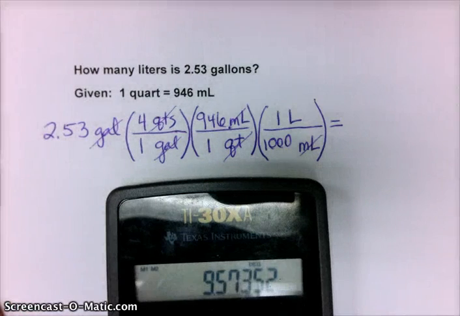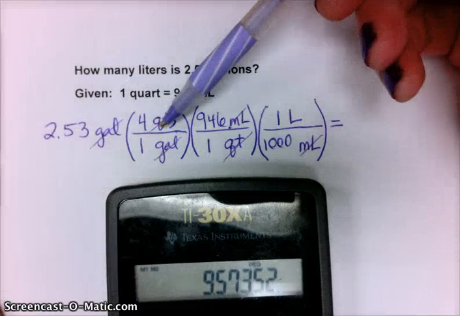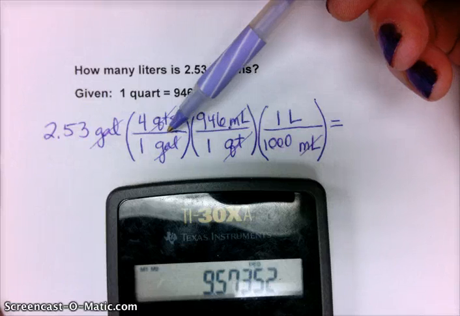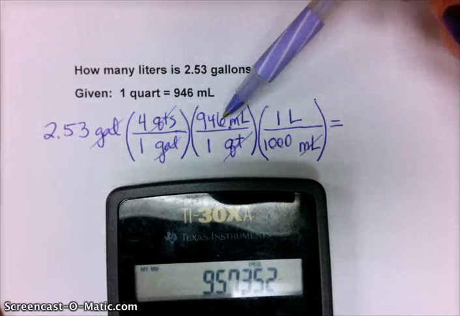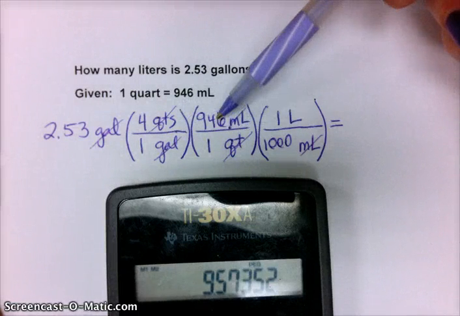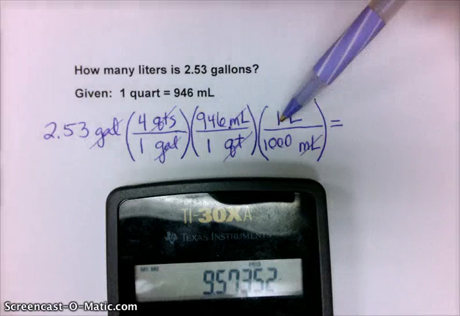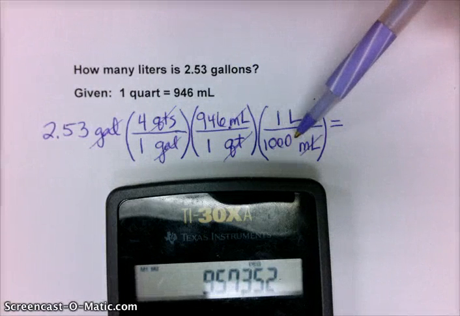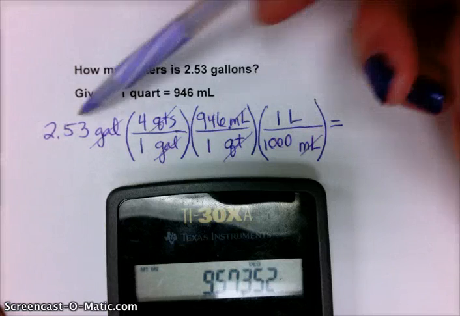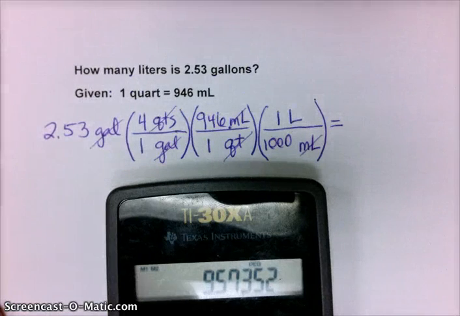How many sig figs? Well, we started with 3. 4 quarts in a gallon is exact. There's exactly 4 quarts in 1 gallon. There's 946 milliliters in a quart. That has 3 sig figs as well. And then a liter containing 1,000 milliliters is exact. So we have 3 sig figs, and so we need to end with 3 sig figs.